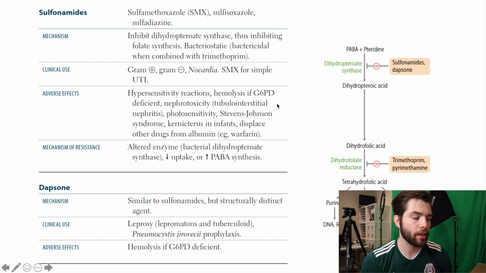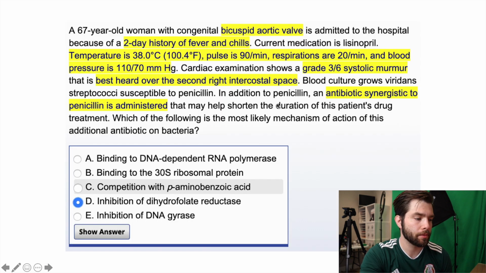And then if you didn't know that the mechanism of action of trimethoprim was to inhibit dihydrofolate reductase, go ahead and make a flashcard of that right then in the moment. So that's what that looked like here.